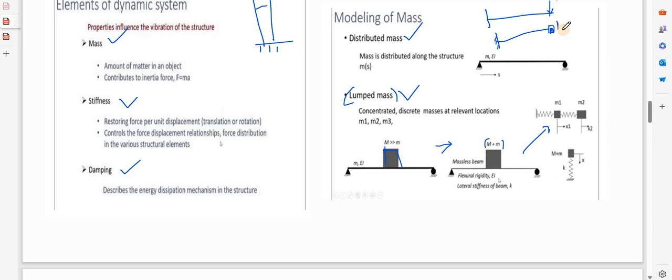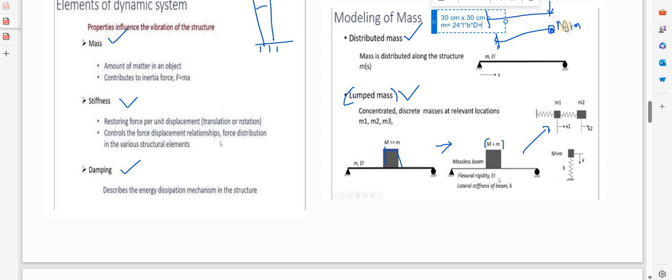So that will be M plus small m. Small m, if this beam has a cross section, let the cross section of the beam be, for example, 30 centimeter by 30 centimeter. So what will be small m? Small m is equal to the density of concrete, 24 kilonewton per meter cube, into the length into the cross section, that is breadth into depth. So that will be small m.